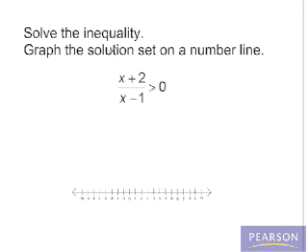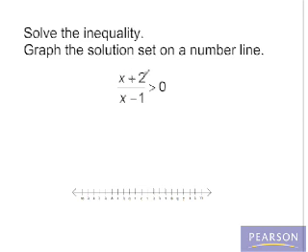Solve the inequality, graph the solution set on a number line. We are given (x + 2)/(x - 1) is greater than 0. And our first step would be to identify any critical points, critical values, and those occur where the numerator or the denominator equals 0. So we have two critical values.